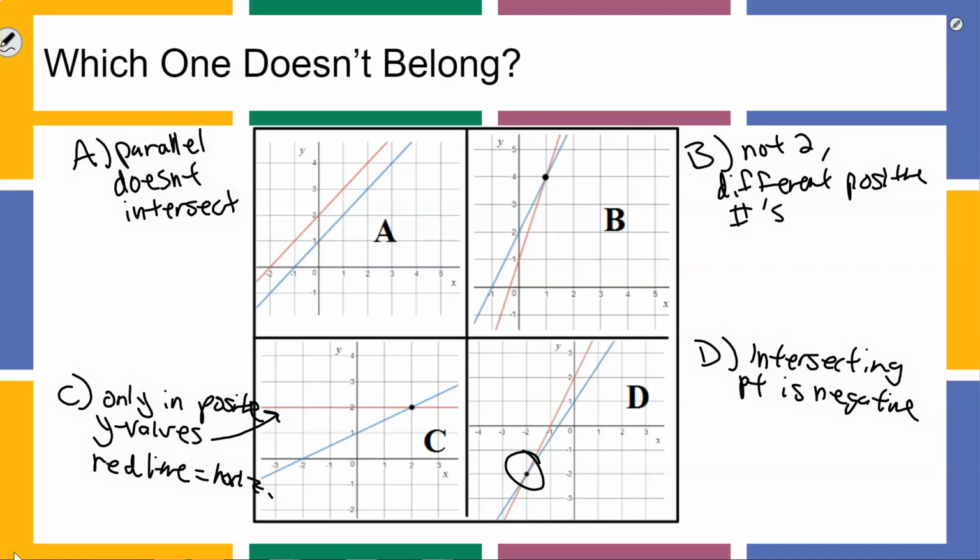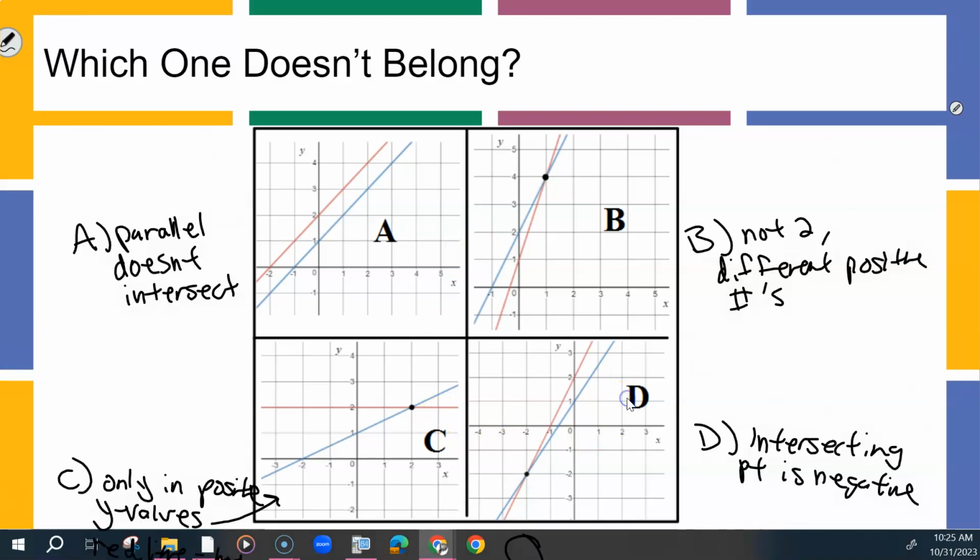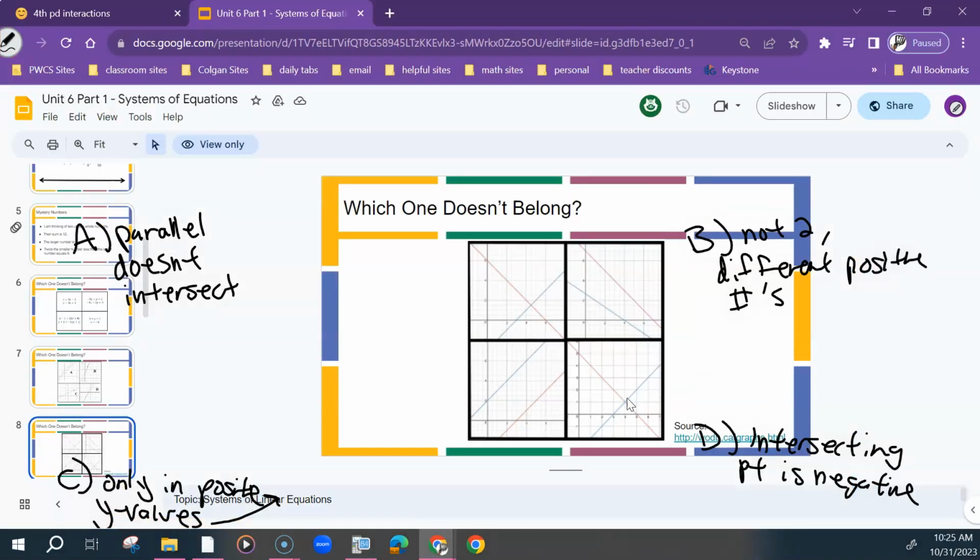So this was kind of to remind you of how systems by graphing works, how they intersect, and you can find the solution or not. Today we're going to move on to the next portion of systems, which is solving by substitution.